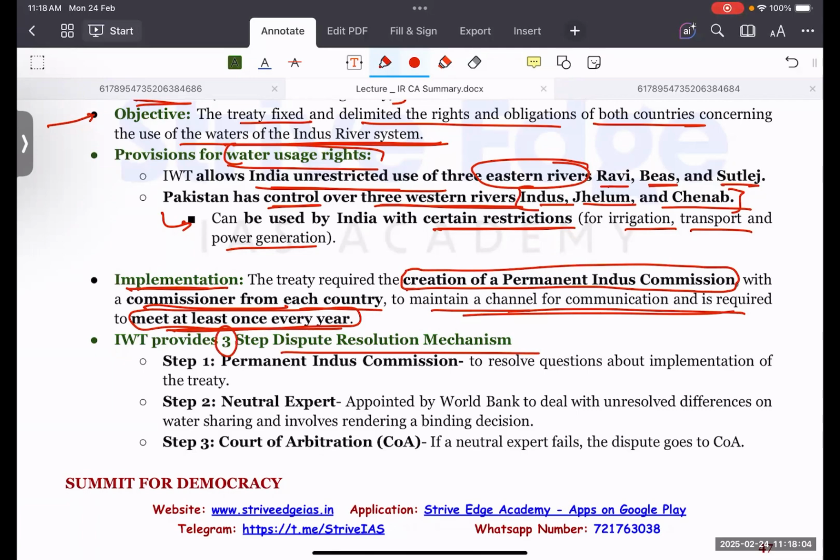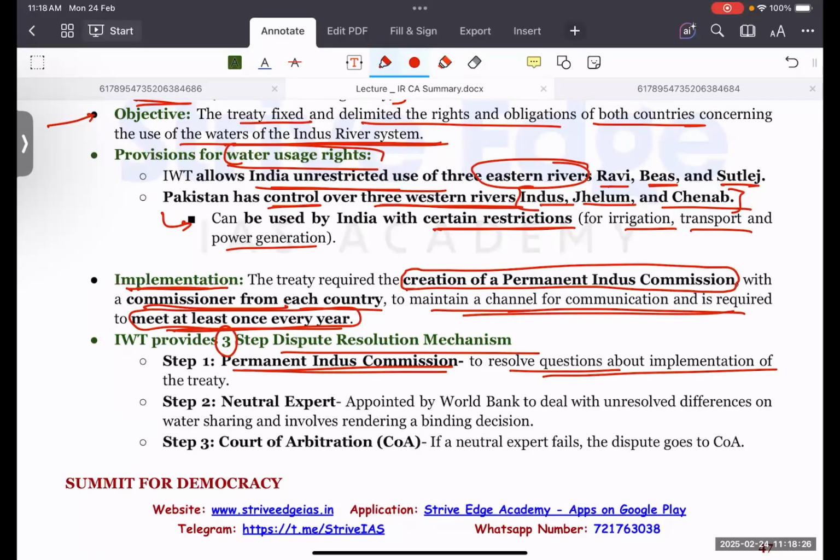Here, the first step is the Permanent Indus Commission. As we have discussed, there is a Permanent Indus Commission, and a commissioner from each country will be there. So the first step is, if there is any dispute or any question regarding this treaty or its implementation, these two commissioners will sit together and discuss and try to resolve the issue then and there itself.